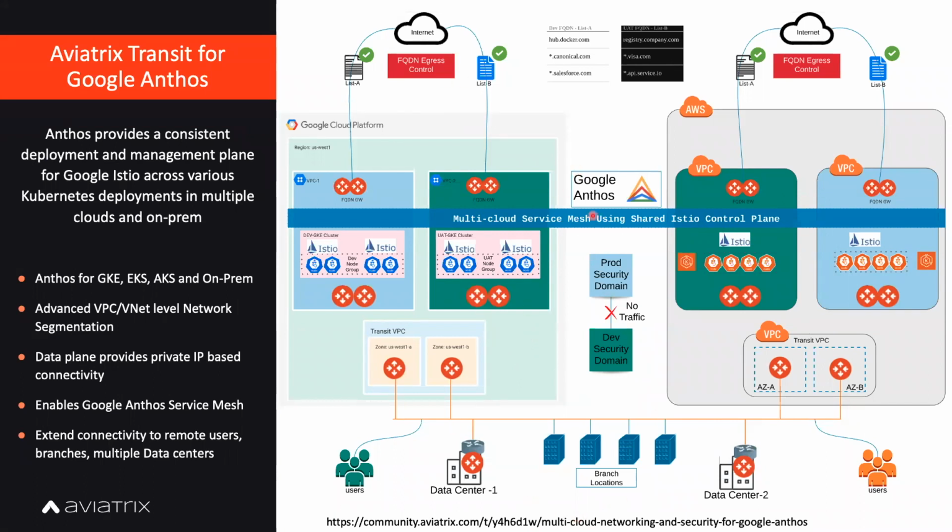And with that, you can see in this example, I have some blue VPCs in the prod security domain, and some green in the dev security domain. Now I can create a policy through Terraform, through the API, or through the controller UI, which will block the traffic between prod and dev in just one single click. That's how powerful it is.